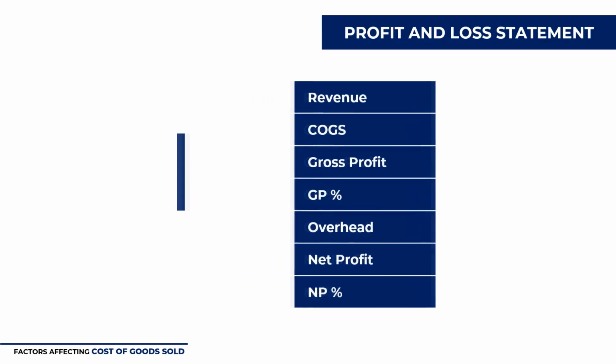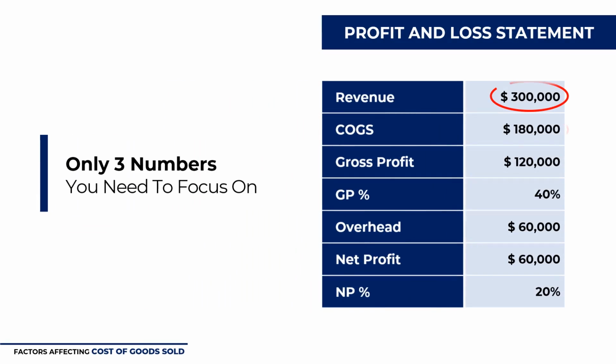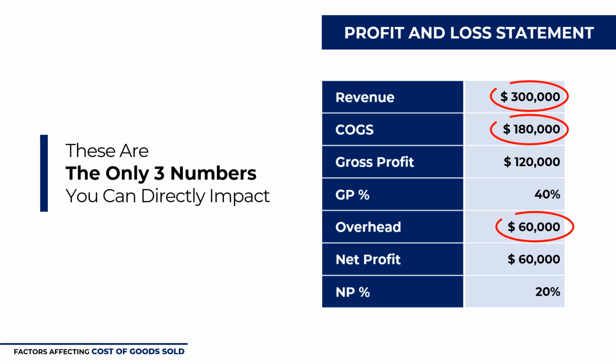Now, as we previously explained, there are only 3 numbers that you really need to focus on in any P&L statement. They're the ones highlighted in red: revenue, COGS, and overhead. The reason these 3 are so important has to do with the simple fact that these 3 are the only numbers in your P&L that you can directly impact. The remaining 4 numbers are all determined by these 3.